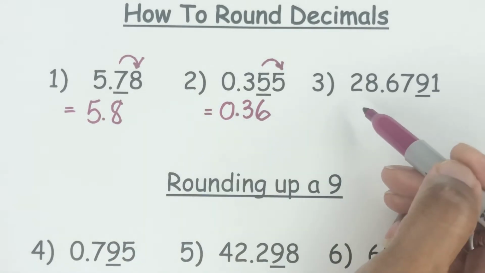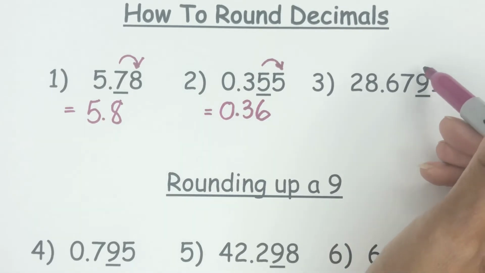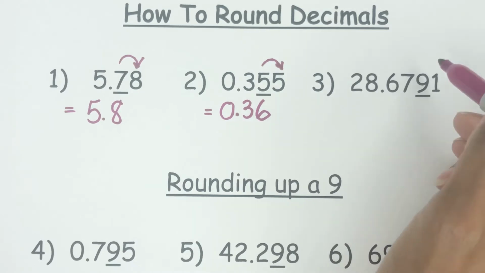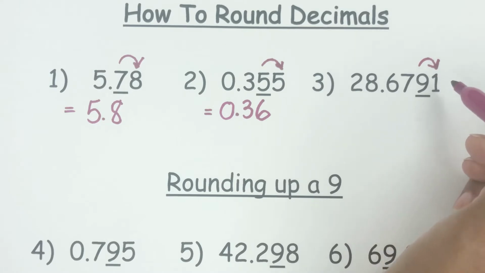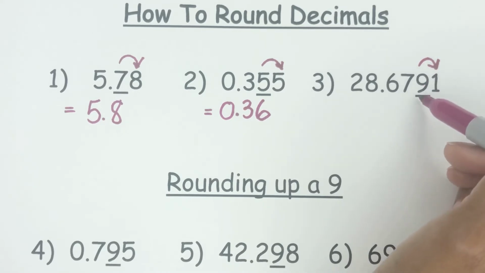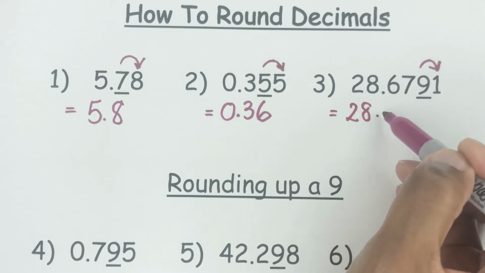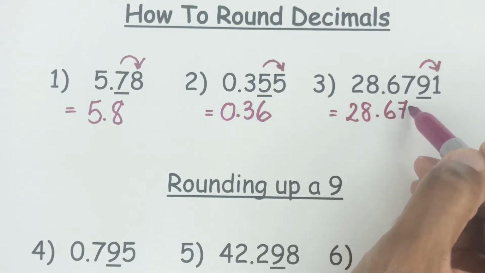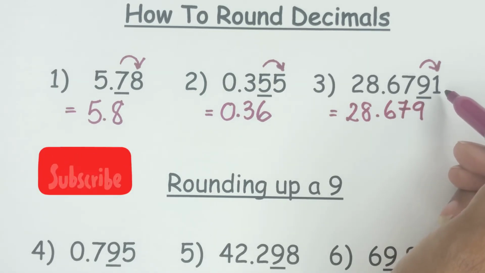All right, let's go ahead to the third one. So we have 28.6791, and here we're rounding to the 1000th place. We look to the right of that number, and what do we see? We see a 1. So 5 or above, give it a shove, but no, it's not 5 or above. It's 4 or less, so let it rest. Let the 9 rest. It does not go up, it stays. So we repeat the whole number, 28.679. The 9 stays the same because the 1 was a 4 or less.